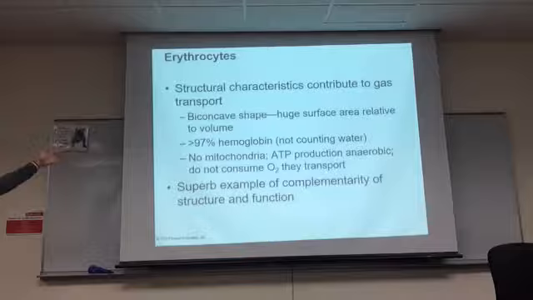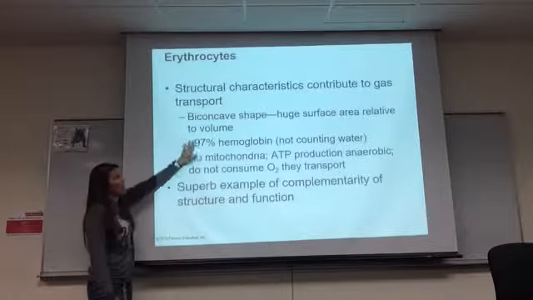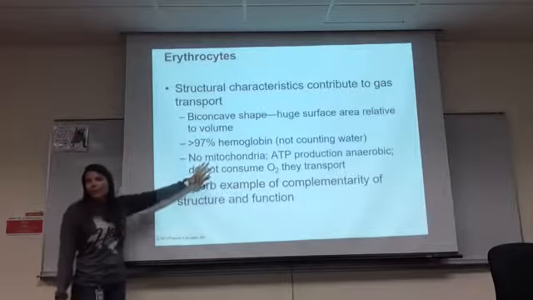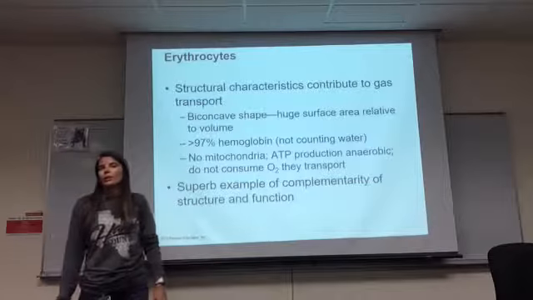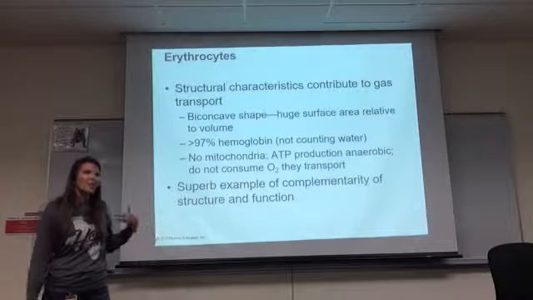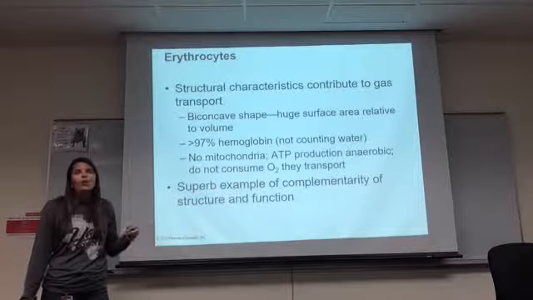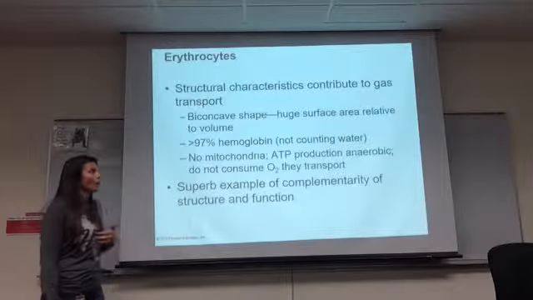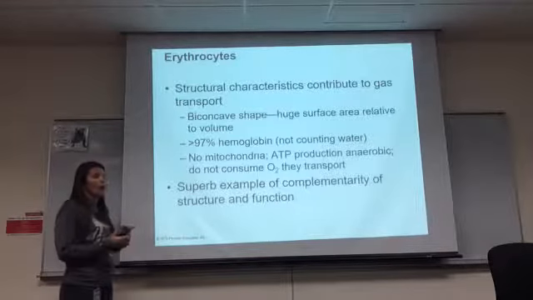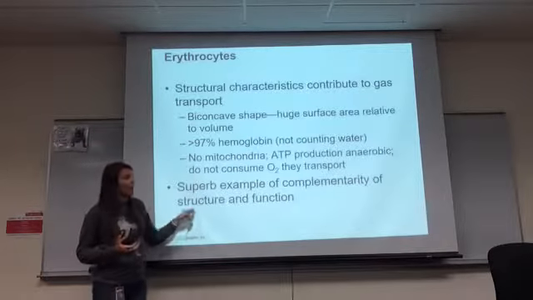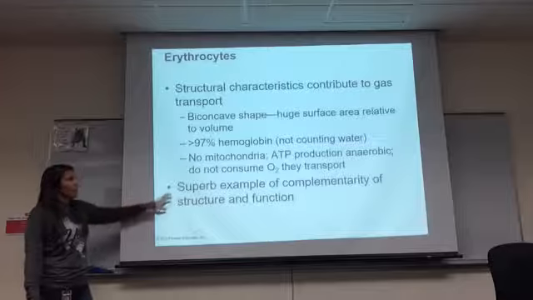It mentions still the structural characteristics, that it's good for carrying gas. It's a biconcave disc. It has hemoglobin. There are no mitochondria. Mitochondria are responsible for producing ATP, which is the energy, because remember, red blood cells don't have any organelles once they mature. So they go through anaerobic respiration, which means that they produce a whole lot less ATP, but that's okay because you have billions and billions of red blood cells carrying out this process.